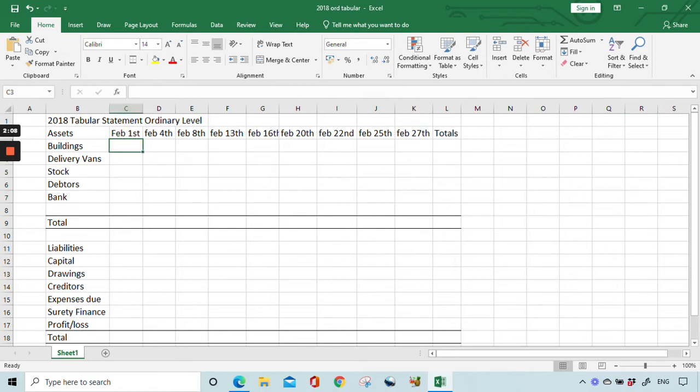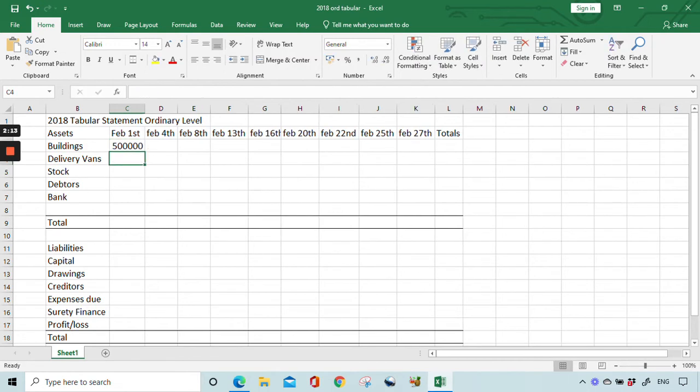Buildings on the February the 1st, this is all coming from the question, 500,000. Delivery vans, 82,000. Stock, 52,000. Debtors, 14,000. And bank, 41,500. Then I'm going to add those up, and you get your total assets: 689,500. Then I'm going to fill in the liabilities that I marked there.